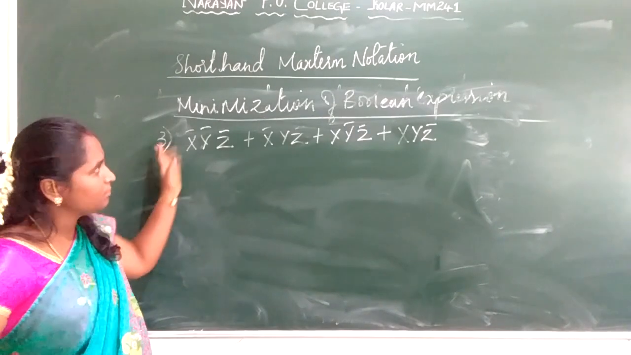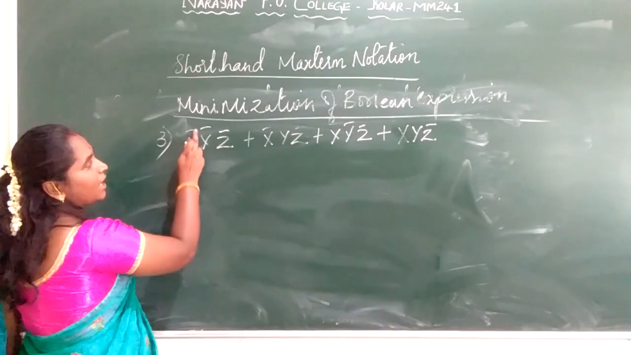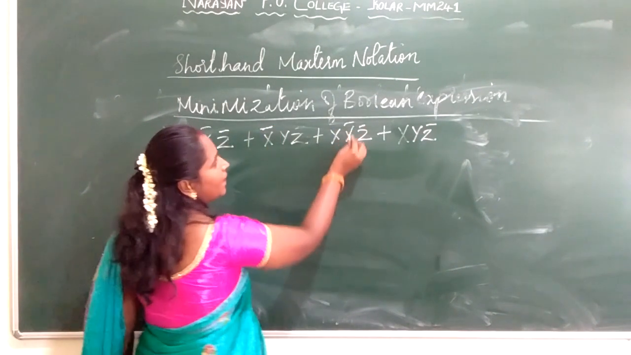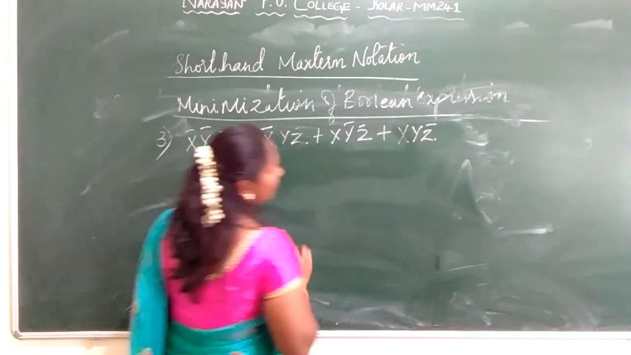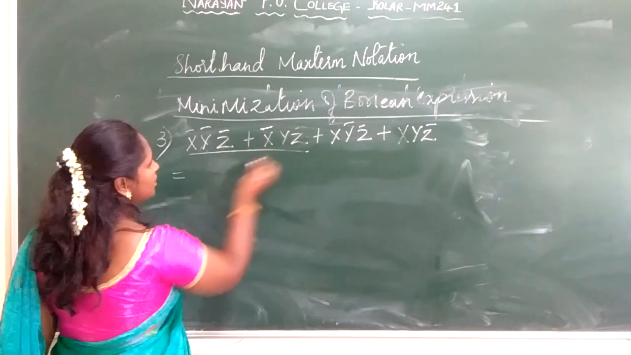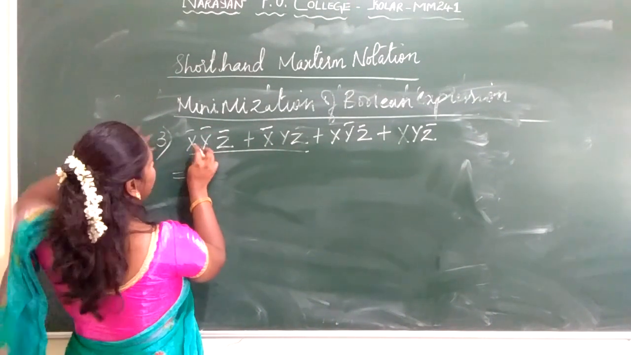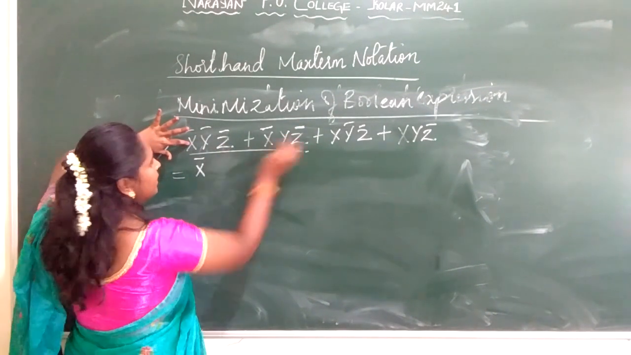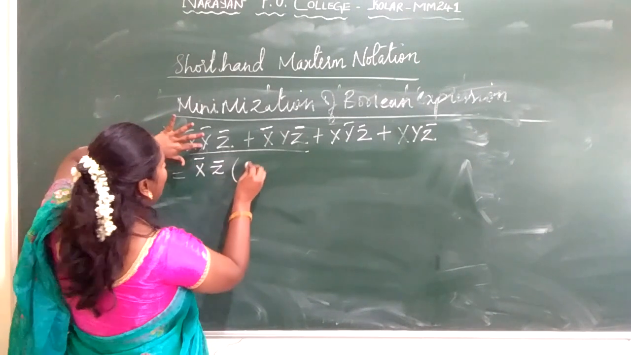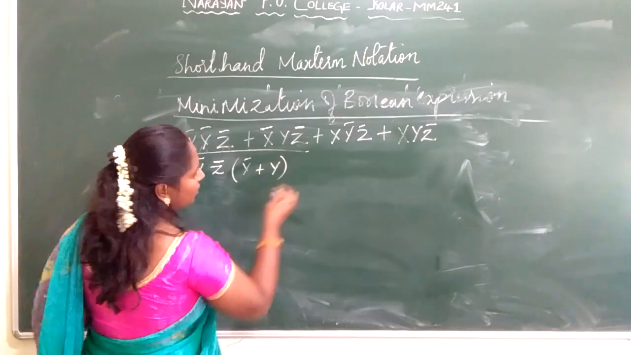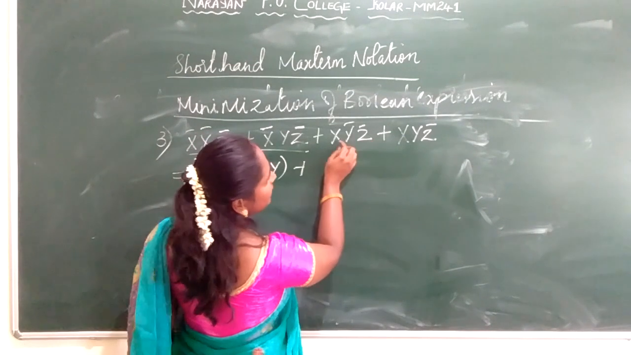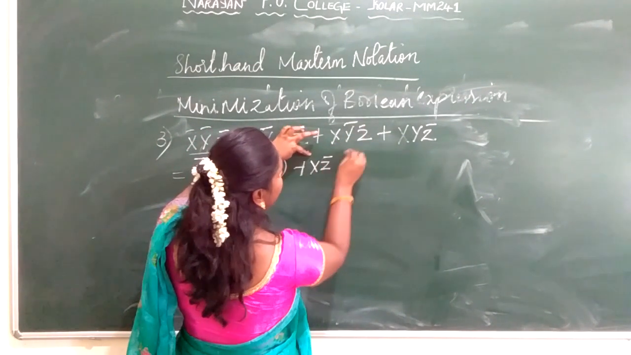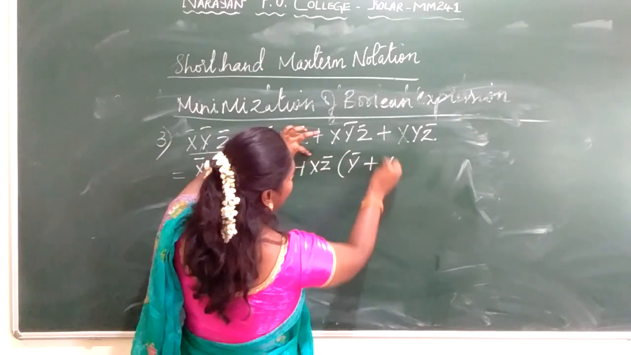The third example of minimization of Boolean expression is x bar y bar z bar plus x bar y z bar plus x y bar z bar plus x y z bar. So you have to simplify this. First you go for these two product terms. You see the common thing, x bar z bar. It's the same. So x bar z bar, here y bar plus y, the left term. Next, plus see the common thing here, it is x z bar. So x z bar, here y bar plus y.